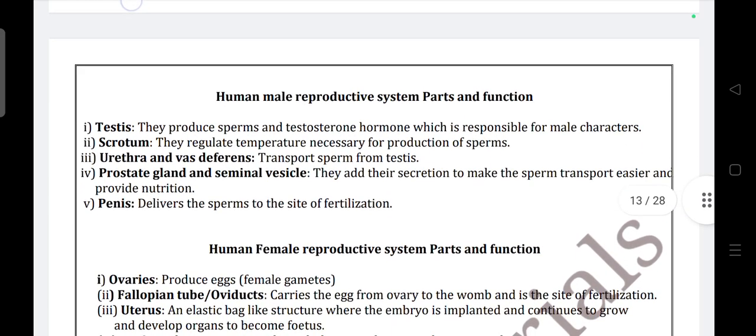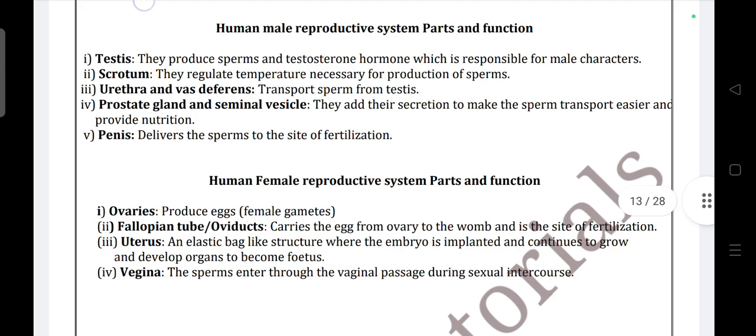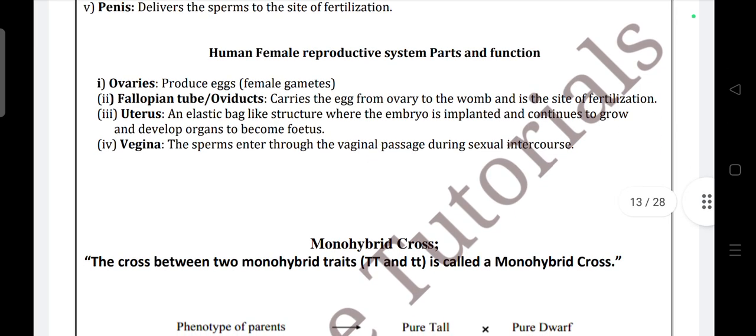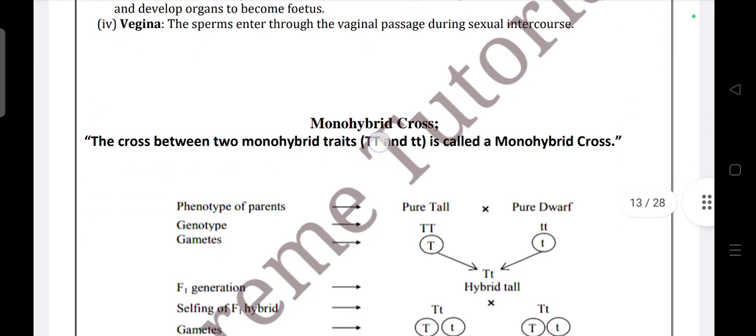Next one, the human male reproductive system. What is the function of testes, scrotum, urethra and vas deferens, prostate gland and seminal vesicles, penis. Then the human female reproductive system: ovaries, fallopian tubes, uterus and vagina.